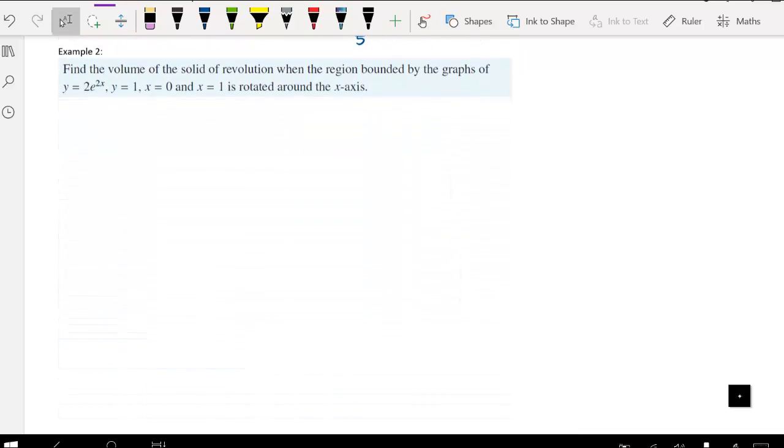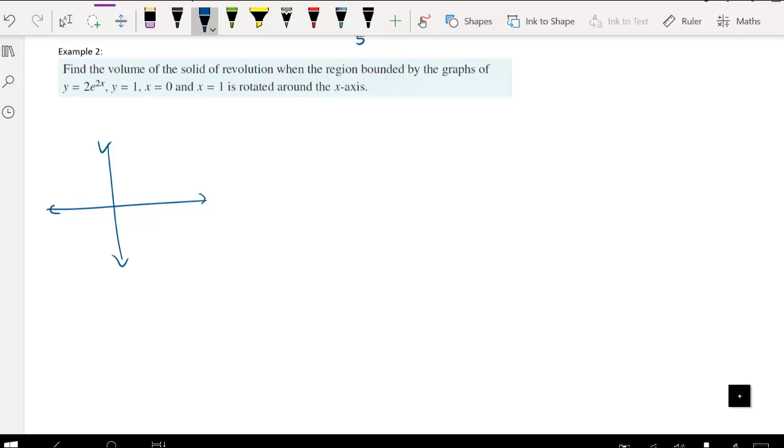In this second example, we're looking to find the volume of the solid of revolution when the region bounded by the graphs of y equals 2e to the 2x, y equals 1, x equals 0, and x equals 1 is rotated around the x-axis. Okay, so if we can sketch this out in 2 dimensions first, this will help us visualize.